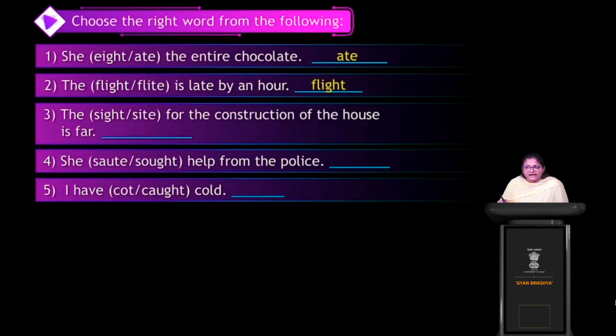Now, the site for the construction of the house is far. Again, there are two sites, S-I-G-H-T and S-I-T-E. Which site do you think is the correct word for this sentence? Okay, very good. So this will be site, S-I-T-E. And what does S-I-G-H-T mean? This comes from the word see. See, sight.